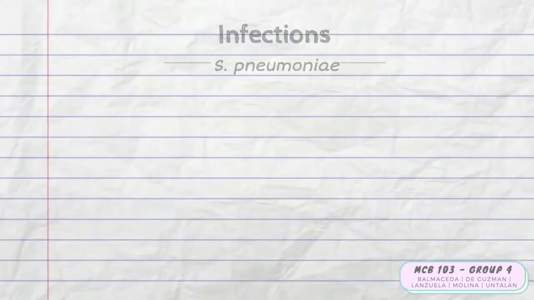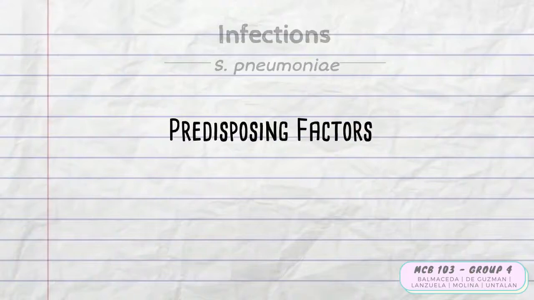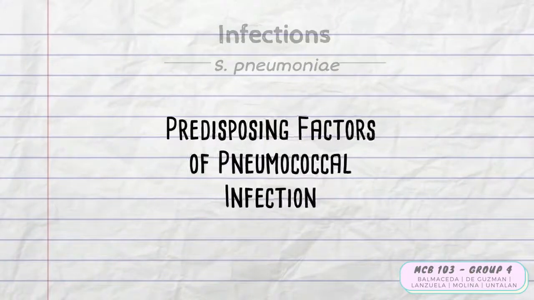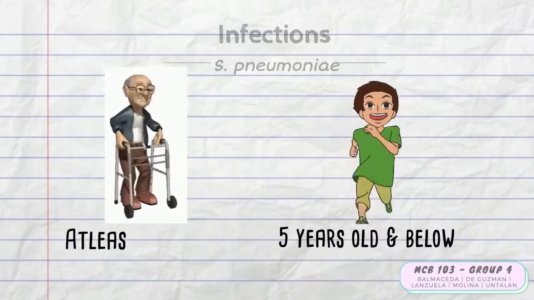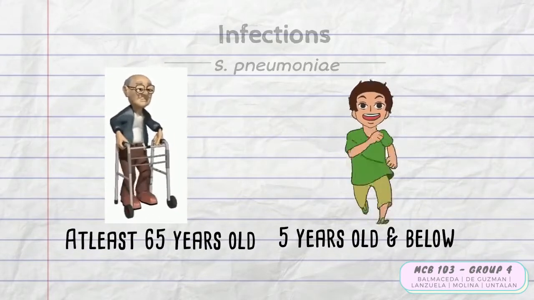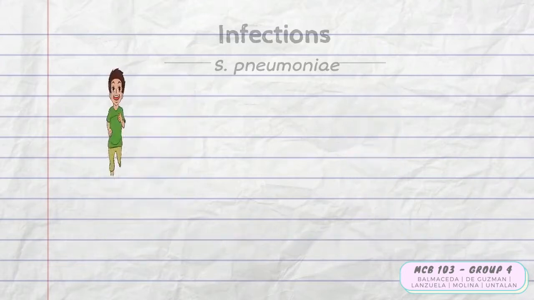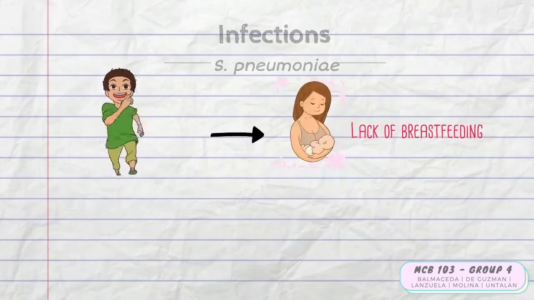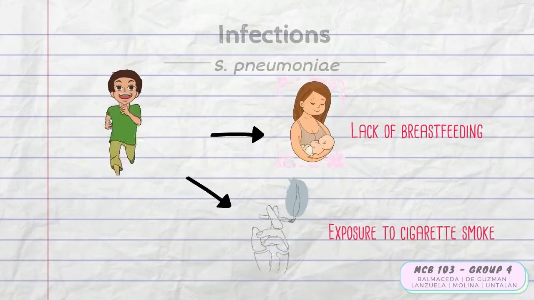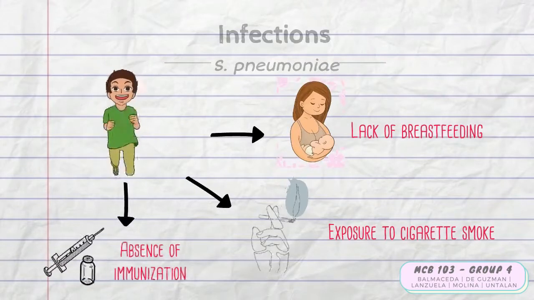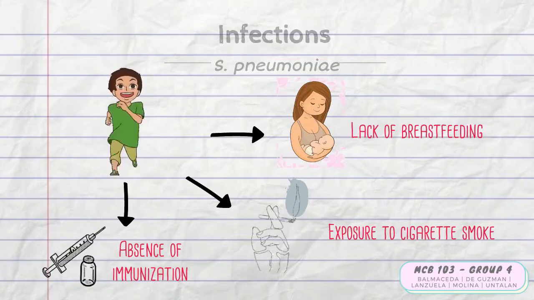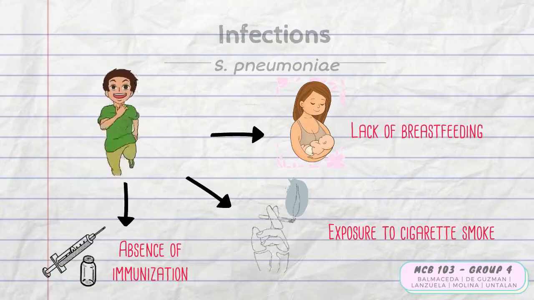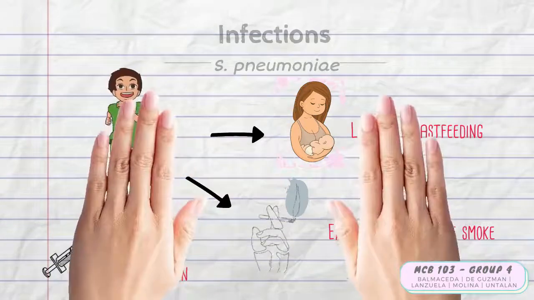Here are the following predisposing factors of pneumococcal infections. Children aged 5 years old and below and adults older than 65 years are at more risk to develop pneumococcal infections. Among children, lack of breastfeeding, being exposed to cigarette smoke, and absence of proper immunization with pneumococcal conjugate vaccine are also additional factors that may be associated with increased risk of pneumococcal infections.